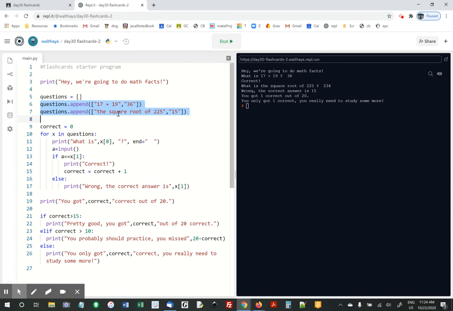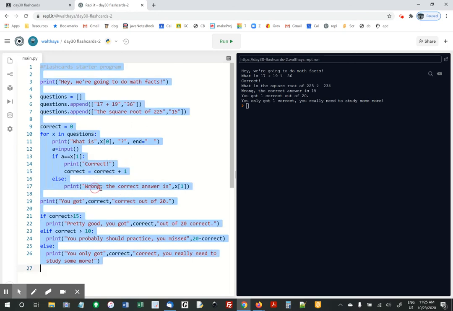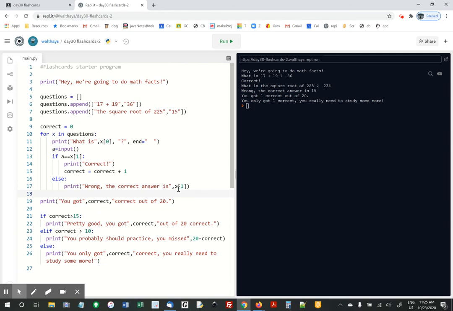Anyway, so again, the highlights are you need to have 20 of these append lines. Each one is a different question. You need to have a correct variable, and every time you get one right, you add one to it right here. And then when they get something wrong, you have to tell them what the right answer was, which is at x square bracket 1. And at the end, you have to say you got how many correct. This other part at the bottom is optional. That's it.